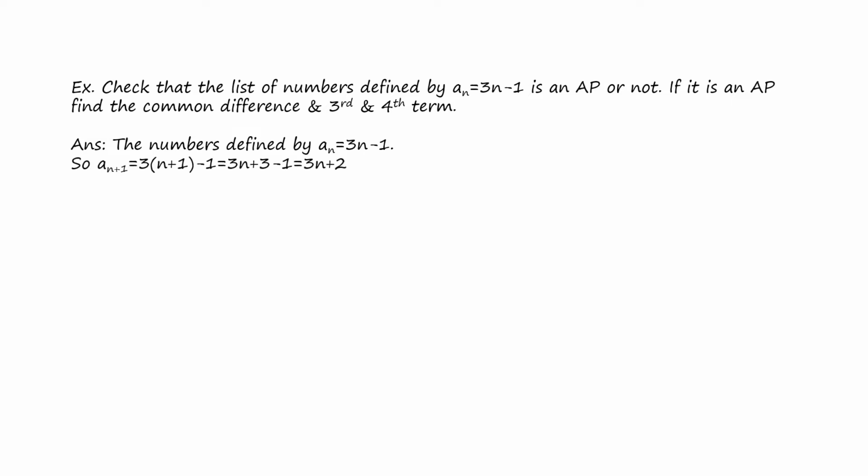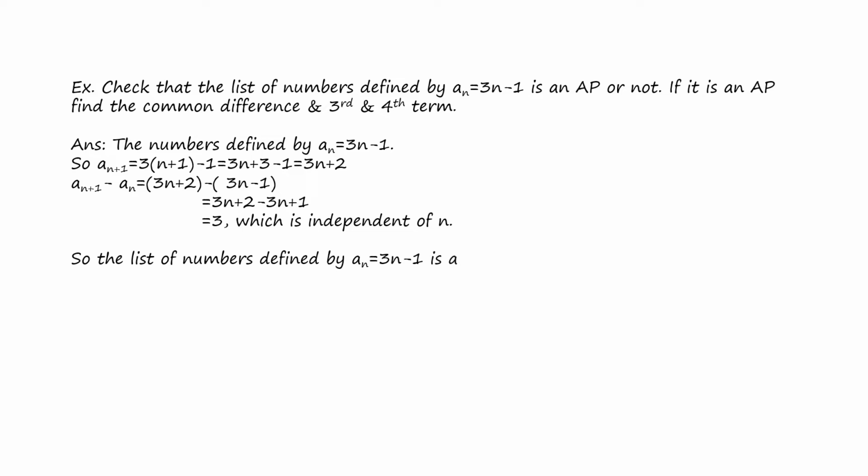So we can find a(n plus 1) as 3 into (n plus 1) minus 1, which is equal to 3n plus 2. Now a(n plus 1) minus an is nothing but 3n plus 2 minus (3n minus 1), which equals 3, which is independent of n. So it is clear that every time we find the common difference, we are going to get 3, because here a(n plus 1) minus an is independent of n.